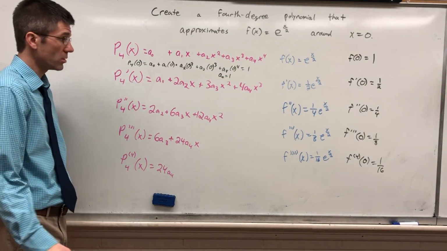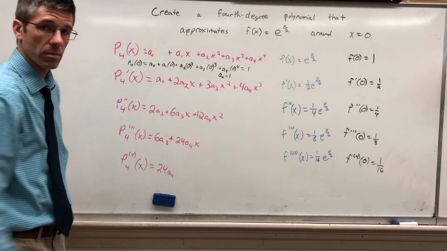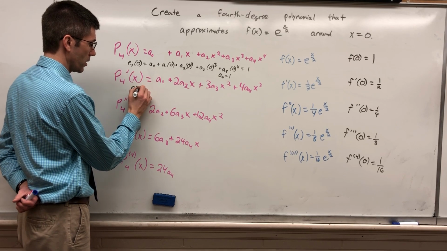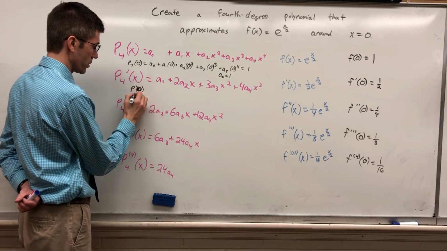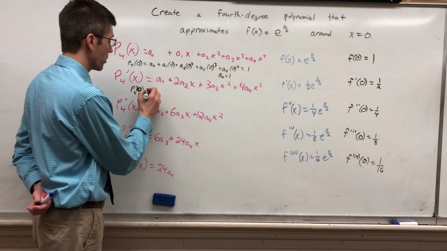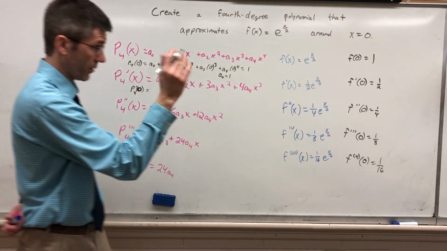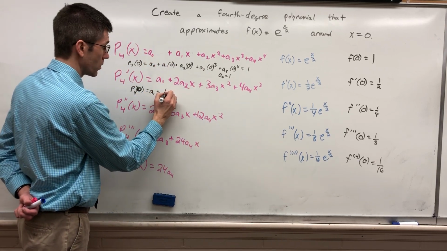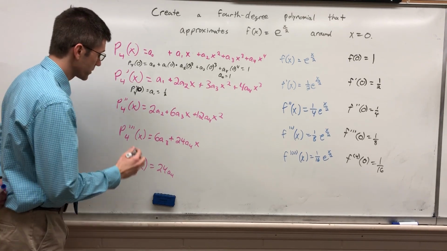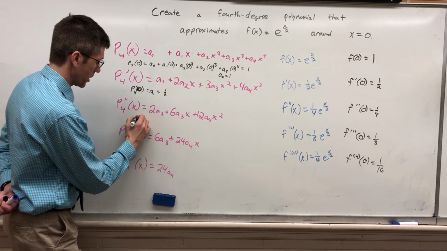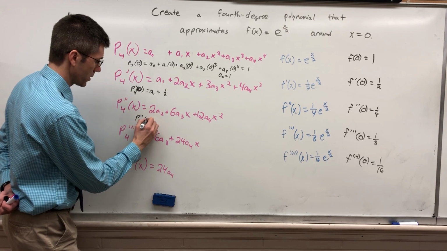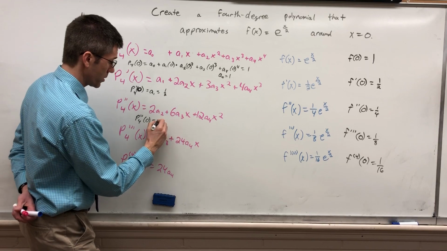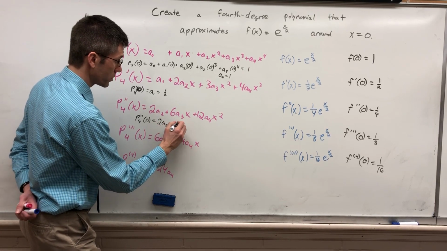All right? Cool. Fantastic. Let's do the same thing here, but let's cut out some of the work. So P prime of 0 equals, if I plug the 0 in, they're all gone. So a1 equals 1/2. Well, cool. P double prime of 0 is, well, gone. So 2a2 equals 1/4.